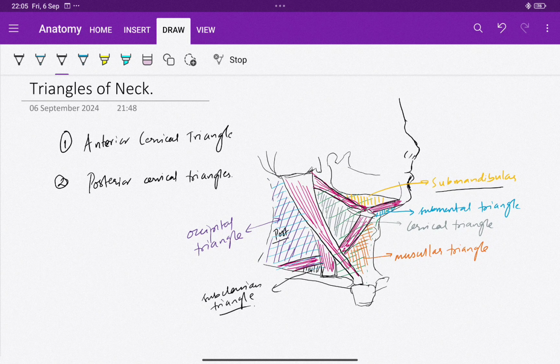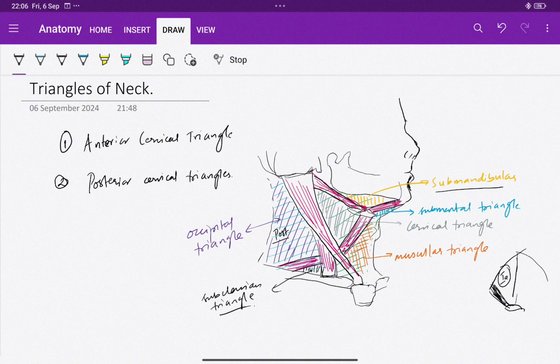And these two triangles are subdivided into further smaller triangles, like the submental triangle, which is between the midline and the digastric muscle. So the digastric muscle, which attaches to the hyoid bone, the anterior belly, and the midline would form the submental triangle. So this is the level or triangle 1. Okay, so in this area we'll have the 1A lymph node.